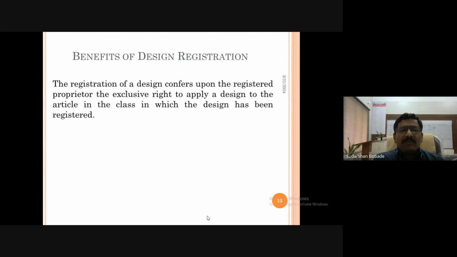Now try to understand why we are supposed to go for the design registration. Basically there is a difference between the utility or process patent and the design patent. In design we are only claiming the aesthetic beauty or the features, but in process and utility we are claiming everything: the mechanism, methodology, materials, all sorts of resources and the configuration. But in design we are only claiming the features. So the registration of the design confers upon the registered proprietor the exclusive right to apply the design to the article. What does it mean?